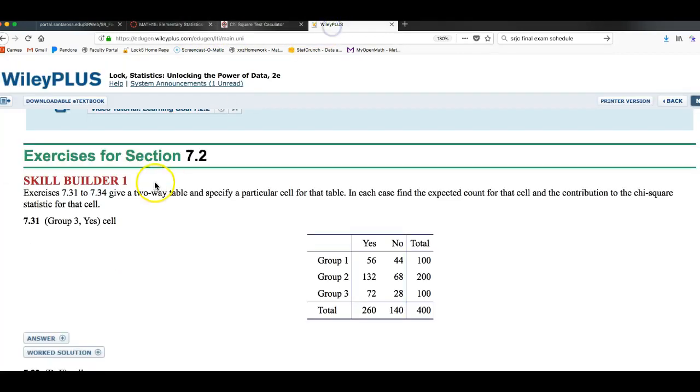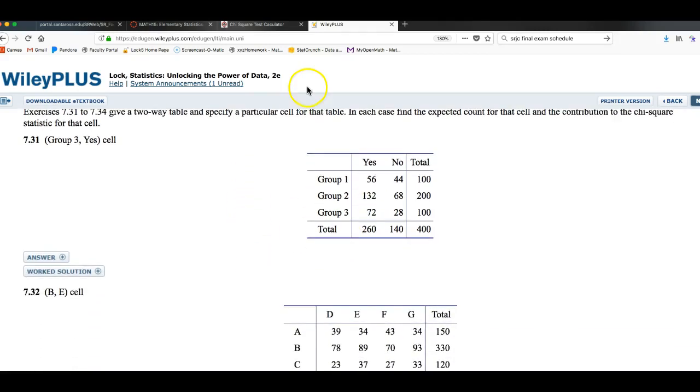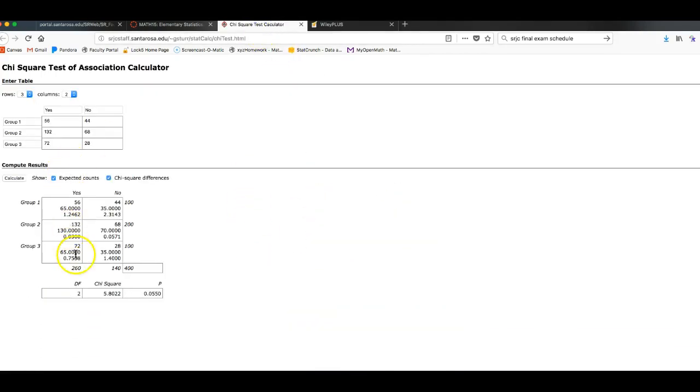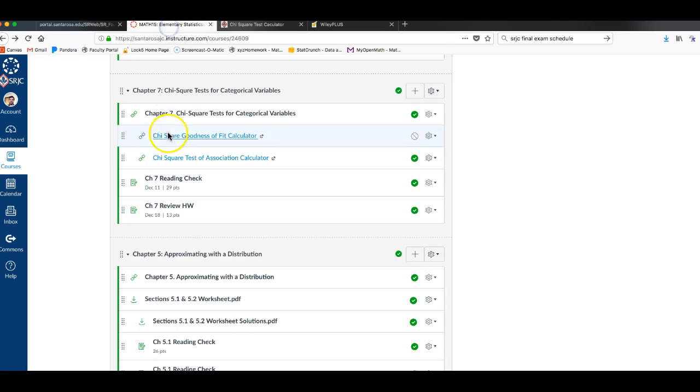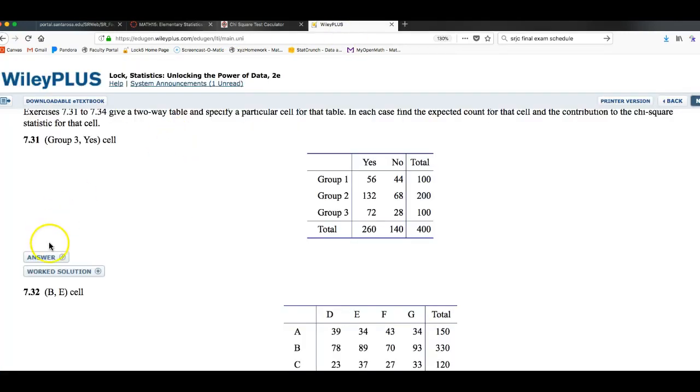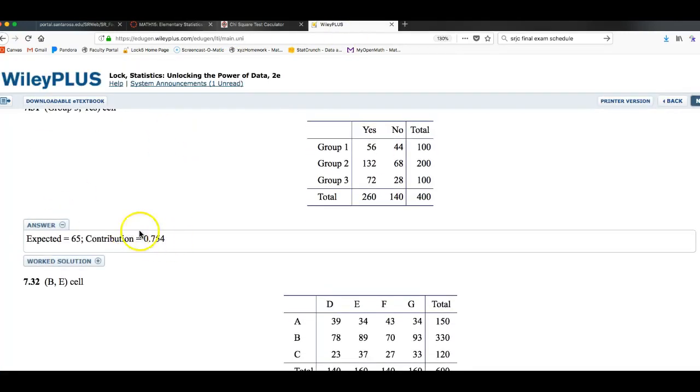So for this one, we're looking at the expected count and the contribution of chi-squared for group 3 and yes, that's the third row, first column, the 72. So right here, the expected count is 65, and the chi-squared should be about 0.7538. And if I clicked on the answer, it gives us the same value.